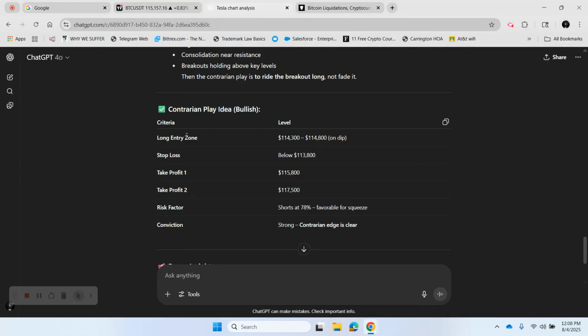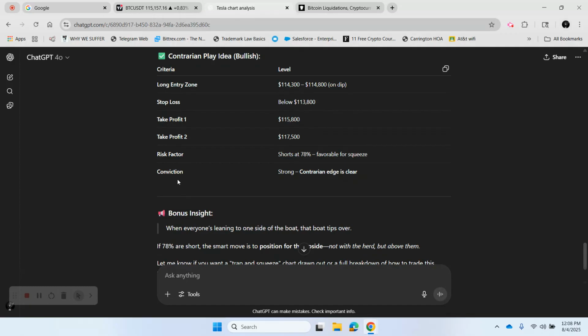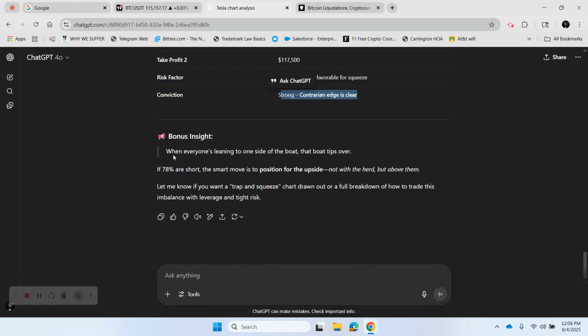Long entry zone around 114 on the dip. Your stop loss at 113.8. You take profit at 115,800. Your second profit at 117,500. Shorts at 78%, favorable for a squeeze. Conviction: strong, contrarian edge is clear. Bonus insight: when everyone's leaning to one side, the boat tips over. If 78% is short, the smart money move is to position for the upside, not with the herd. Boom.